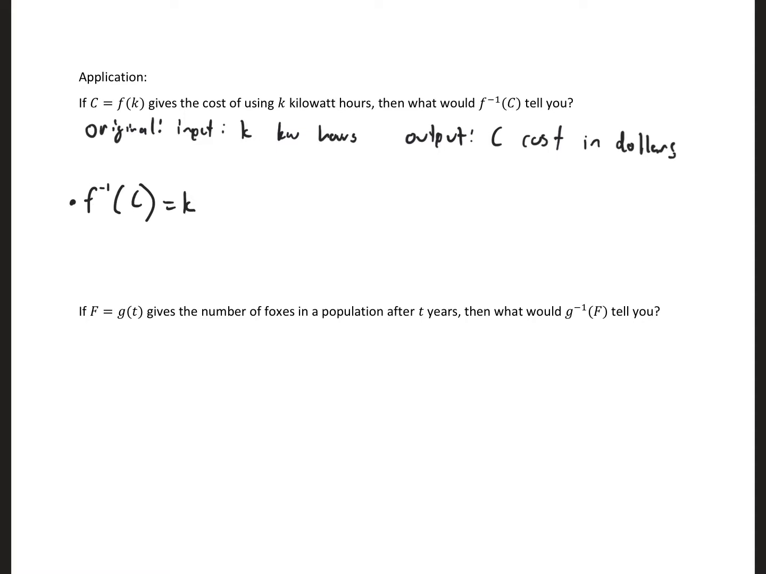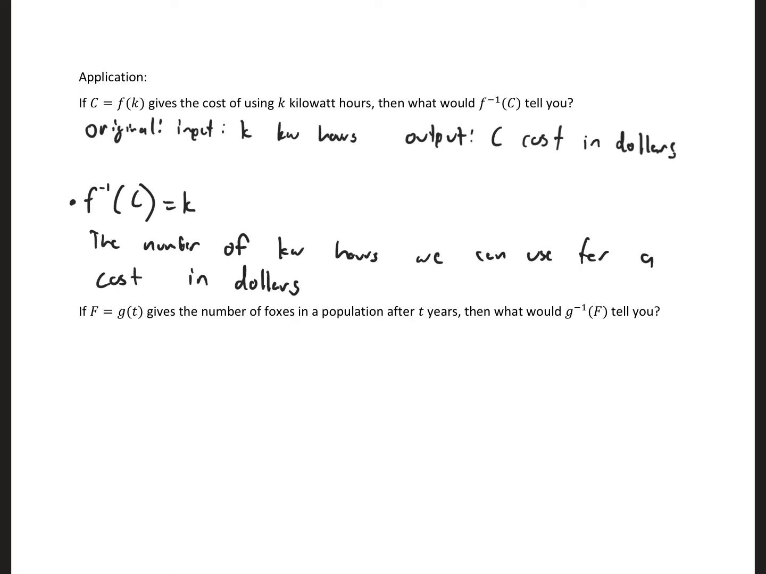So the inverse is going to tell us the number of kilowatt hours we can use for a cost in dollars. We would put in the cost in dollars and we'd get out the number of kilowatt hours. So let's look at the one below.